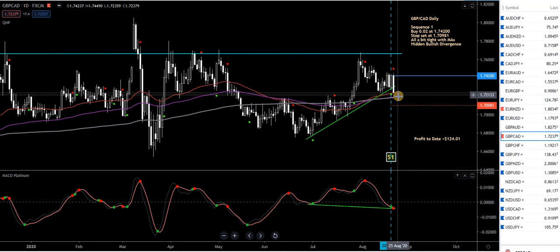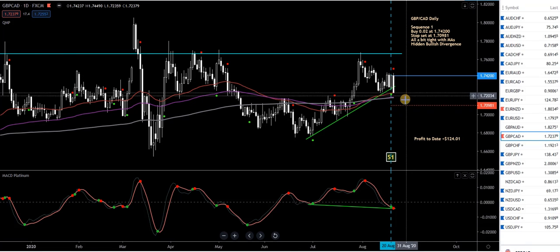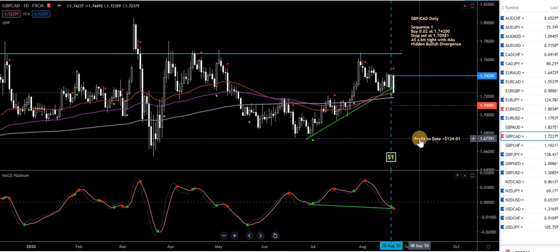So I'll remove the stop. I'll take a sell, which will lock in a loss between these two roughly. Then I'll look for another buy signal because the MACD Platinum's still below the 0 level. So that's the plan for the pound CAD on Monday.